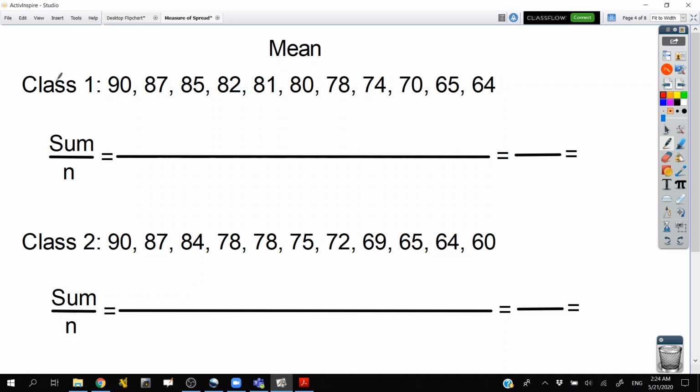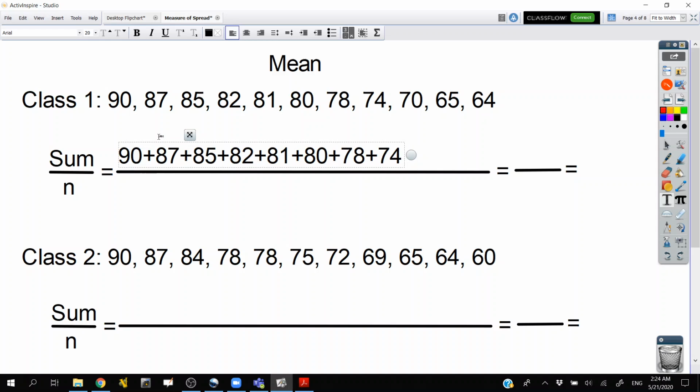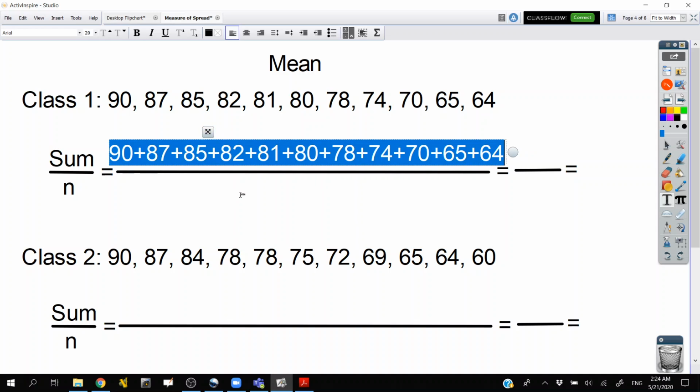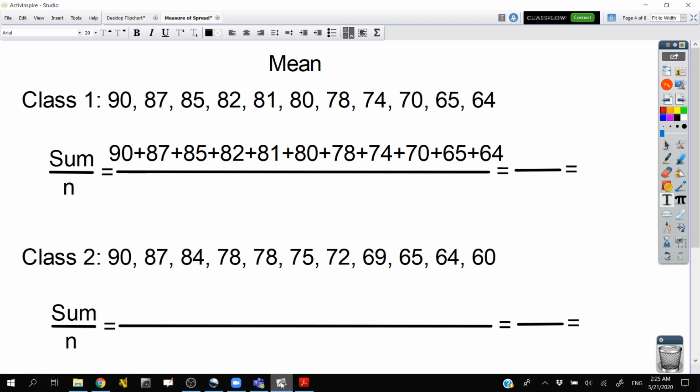I'm just going to go with the same example we've been doing here. Here's my class, and if I'm looking for a mean of how this class did, I want to take all of these scores: 90 plus 87 plus 85, 82, 81, 80, 78 plus 74 plus 70, 65, and 64. I'm just going to copy this because I'm lazy. That tells us 856.